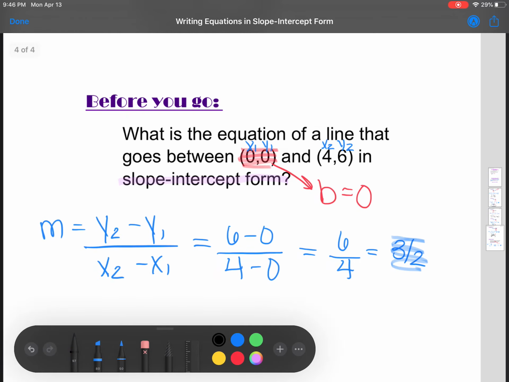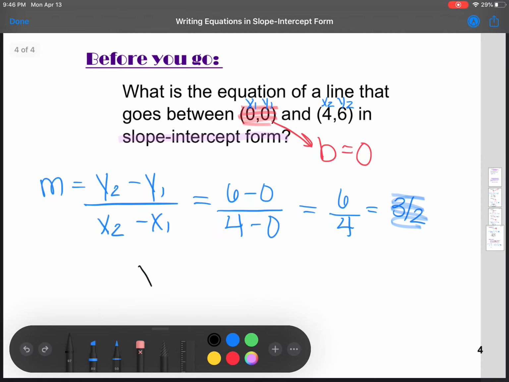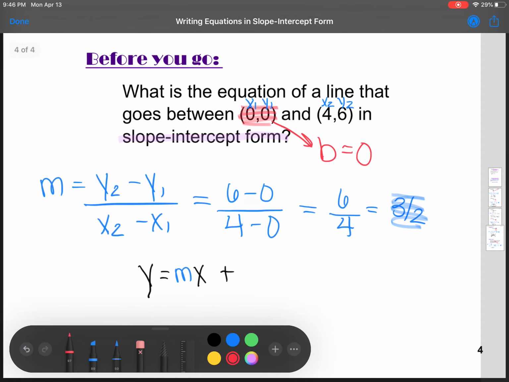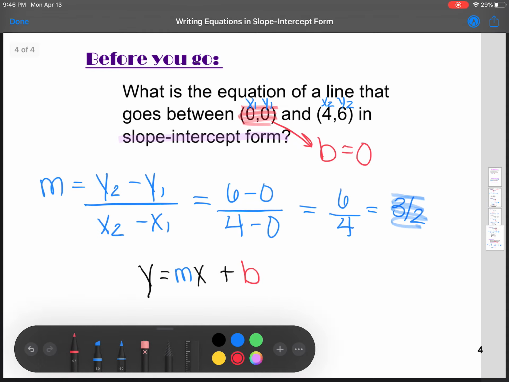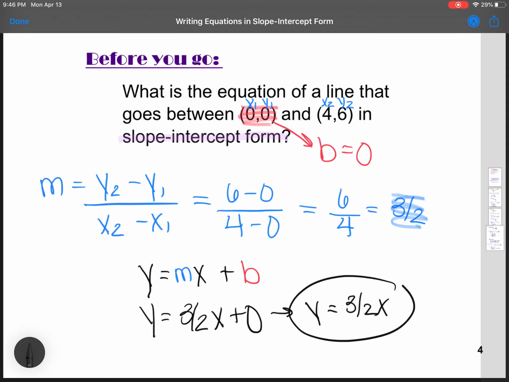So now I'm going to plug it into my equation. Y equals mx plus b. I'm going to plug everything in. Y equals 3 halves x plus 0, or I can simplify this to be y equals 3 halves x.